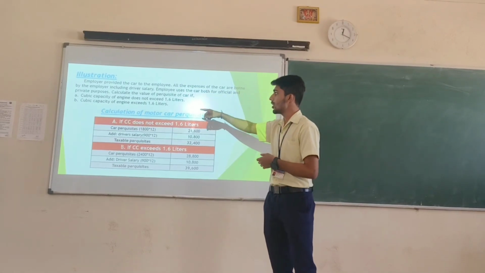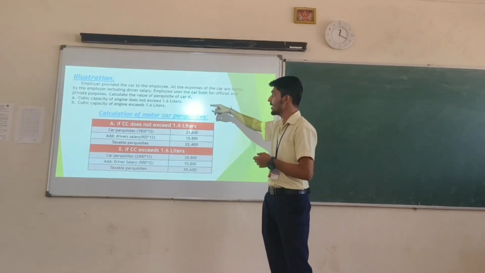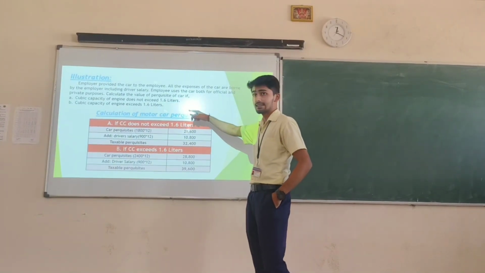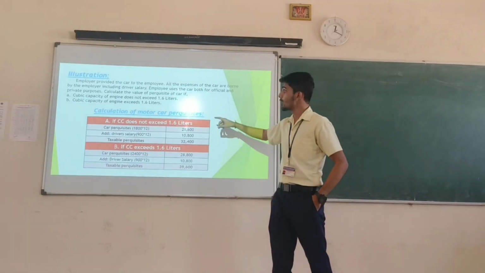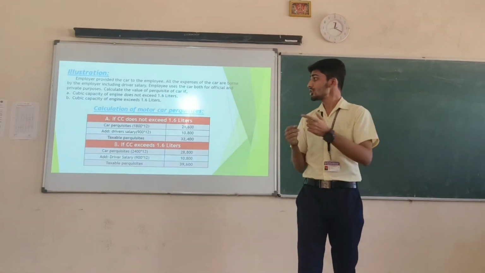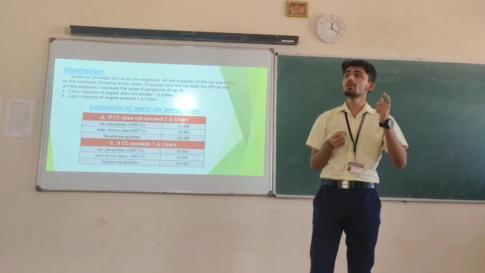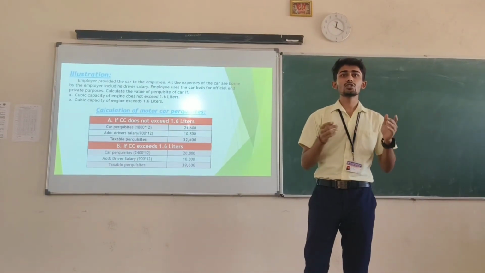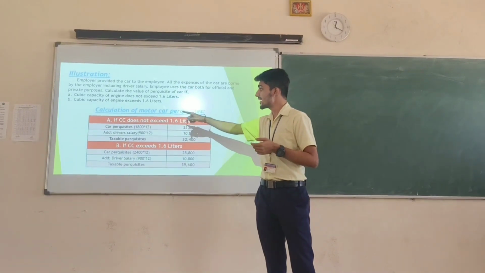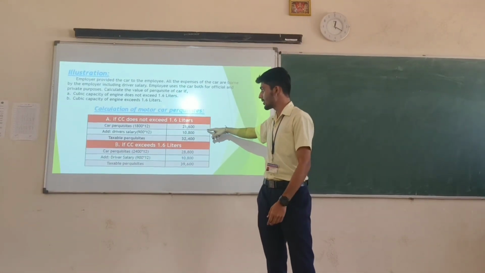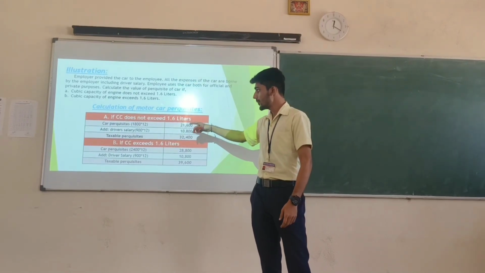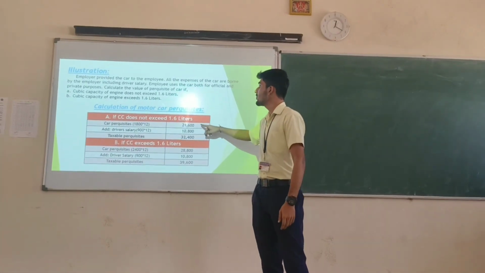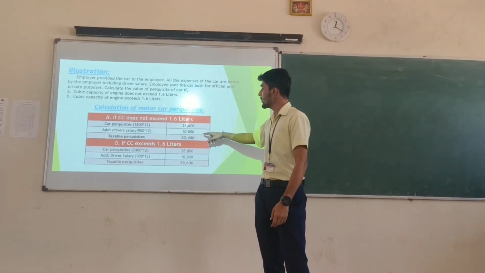The cubic capacity of engine does not exceed 1.6 liter. This means that it is a small car. And the second is cubic capacity of engine exceeds 1.6 liters. That is for large car. So firstly, let's solve the first one, that is a small car. The condition of a small car is the taxable perquisite is 1,800. Now we calculate according to the financial year. So year consists of 12 months. So we multiply 1,800 with 12 months. We get 21,600, and then we have to add driver's salary, that is the 900 per month into 12 months, equals 10,800. Then we add both the amounts and we get 32,400.